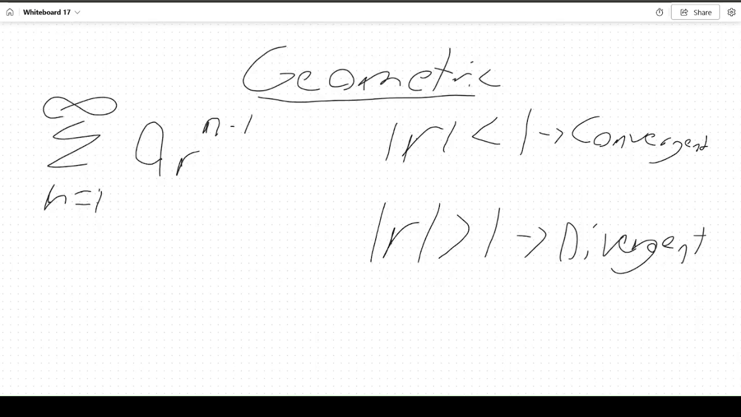Let's say we have a series that contains A, which is the coefficient, and R, which is the common ratio. If R is less than 1, the whole series is convergent. But if R is greater than 1, then the whole series is divergent. So make sure to keep this in mind.